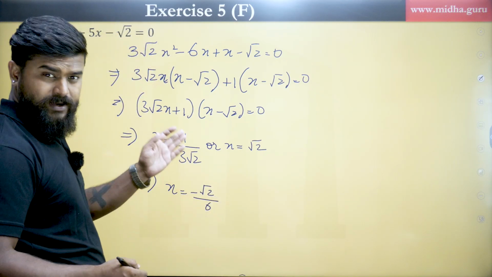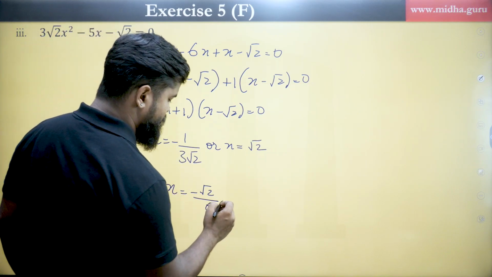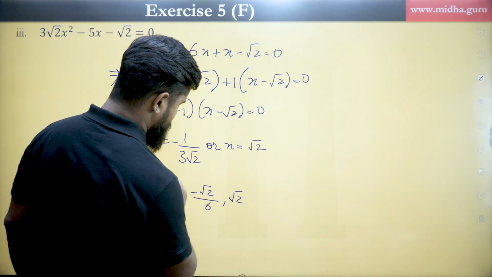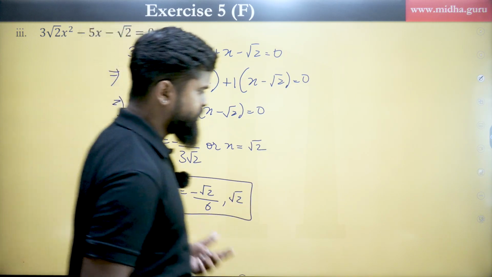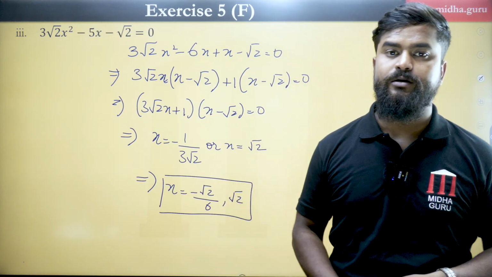So if I multiply both the numerator and the denominator by √2 to rationalize the denominator, I get -√2/6 or √2. And these are the solutions for the given quadratic equation. Let's move on to the next problem.